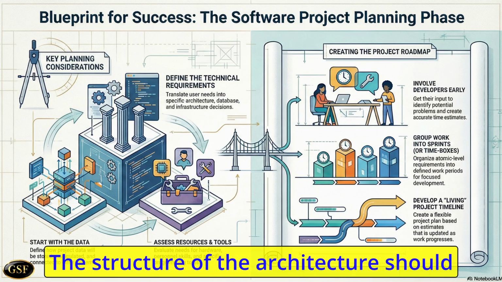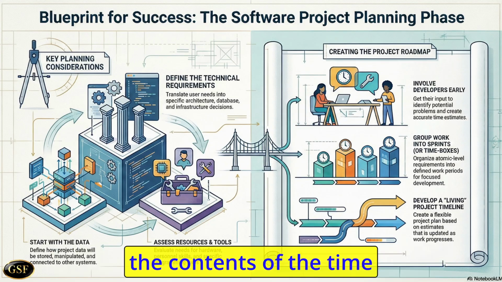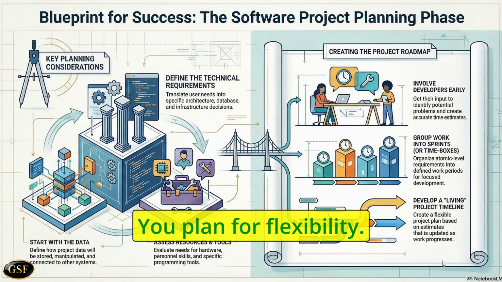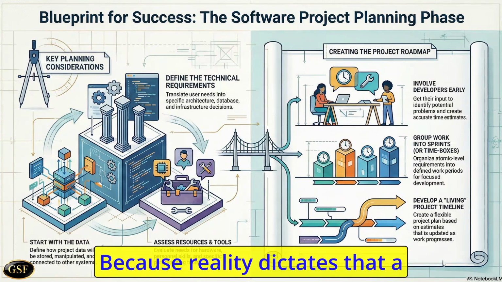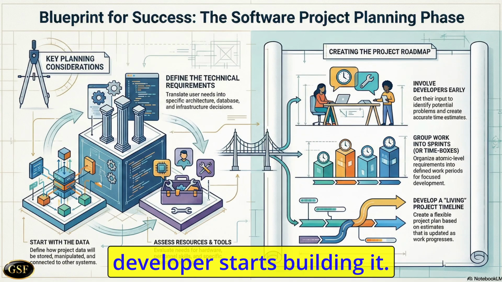The structure, the architecture, should be rigid enough to hold the weight, but the contents of the time boxes have to remain flexible. You plan for flexibility. Exactly. Because reality dictates that a requirement that seems straightforward on paper often turns out to be anything but simple once a developer starts building it.